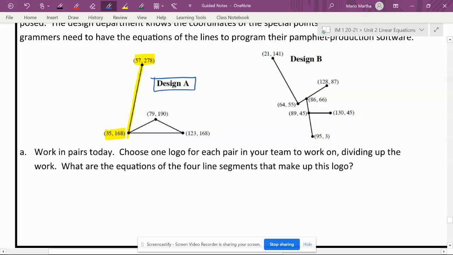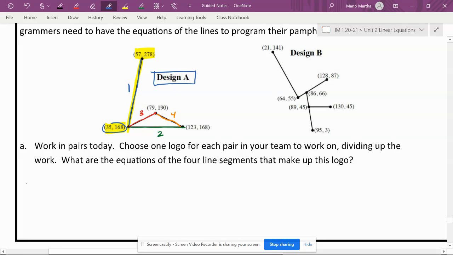All right. So we're going to label this as line 1. Let's do the bottom one down here as line 2. Let's do this one right here as line 3. And then we'll make it an orange color. This would be line 4. All right. So line 1, again, we have 2 points, right? As long as you have 2 points, you can figure out the equation of the line. So let's do that first.